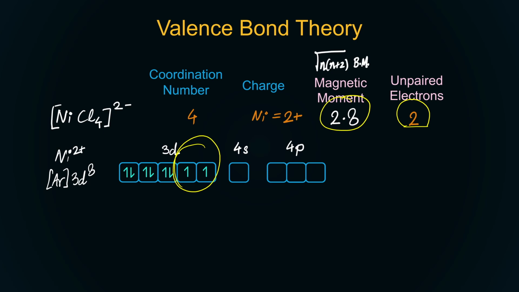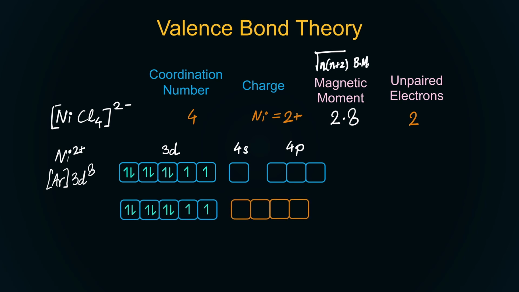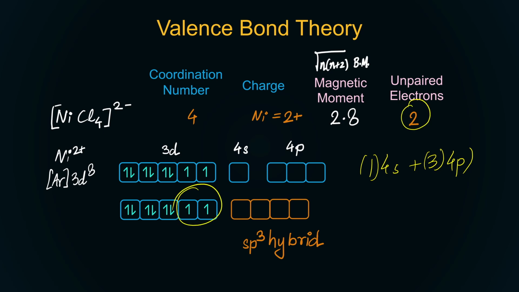Hybridization. You've got a coordination number of 4. So 4s combines with 3 4p orbitals to give you sp3 hybrid orbitals, 4 of them. That's what these orange things are showing you. Okay, so I think we're done here. This kind of tracks. Take a moment to recognize what's happening: 2 unpaired electrons, 2 unpaired electrons. I've circled them. 4 coordination number, 4 orbitals that are hybridized.